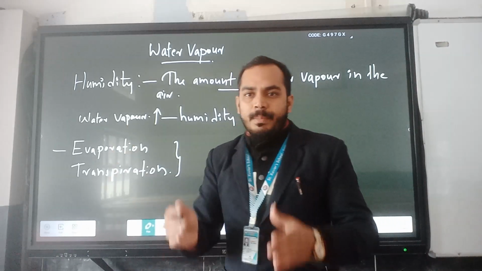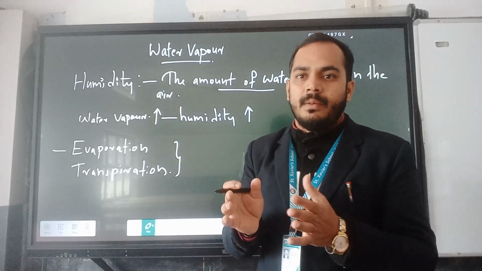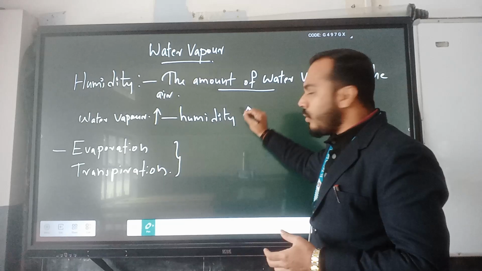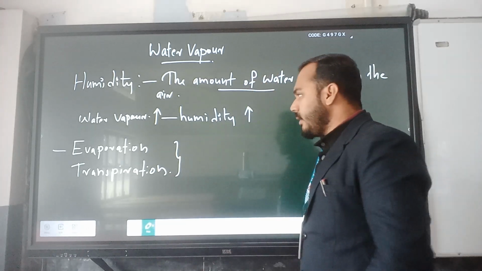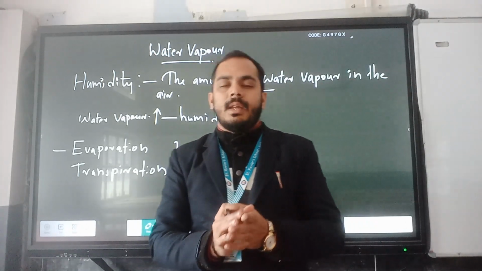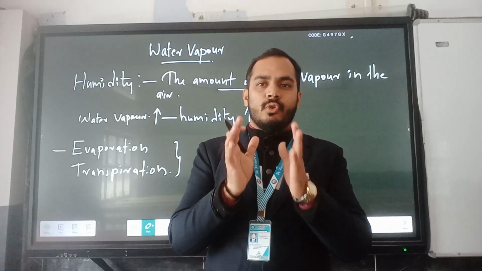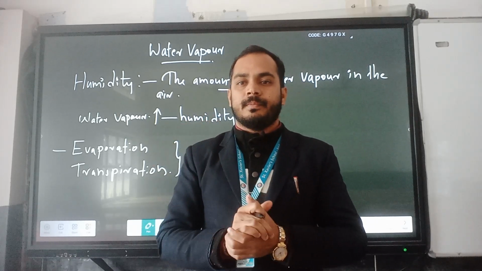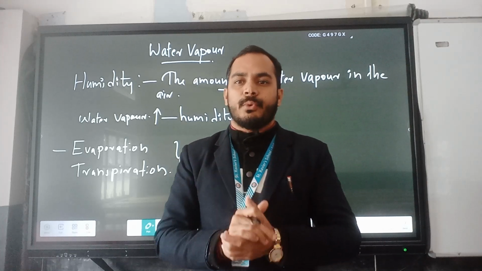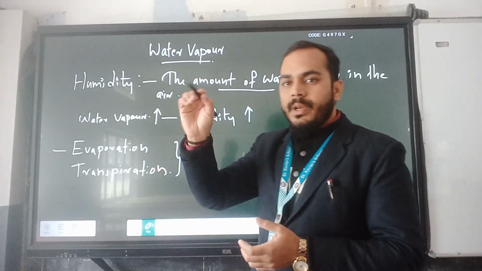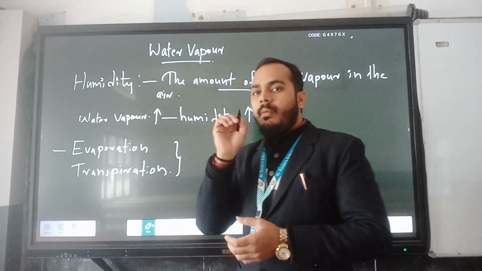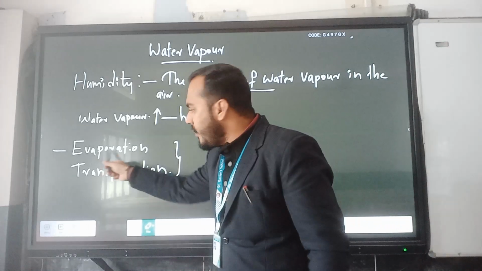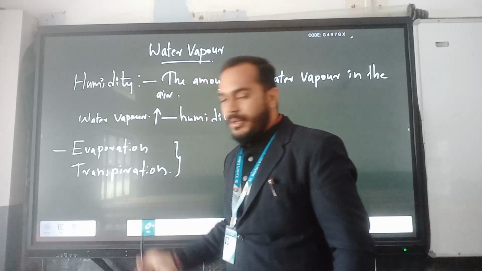Next, when the water vapor in the atmosphere increases, what happens? The humidity also increases. Then how does the atmosphere get water vapor? There are two main processes by which the atmosphere gets water vapor: one is evaporation and the other is transpiration.